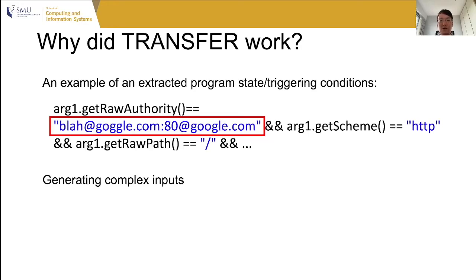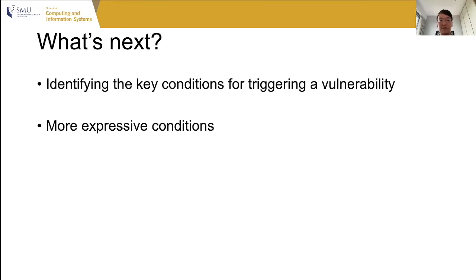But at the same time, we note that there were irrelevant aspects of the program state that were captured, and this would throw Transfer off. So as a next step, we would like to be able to identify the key conditions for triggering a vulnerability. Furthermore, right now the comparison of the program states is done directly based on a comparison of the values. However, in some cases, vulnerabilities would require more expressive conditions that Transfer currently does not support.